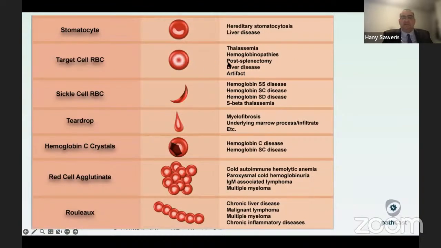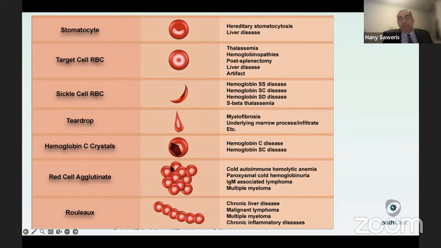Target cells are seen in thalassemia. They can be seen in alcohol use, in liver disease, in iron deficiency anemia, and post-splenectomy. Sickle cell, as I showed in the picture, can be sickle cell disease or a mix between sickle cell and C, or sickle cell and D, or sickle and beta thalassemia. Teardrop cells with myelofibrosis or any bone marrow infiltrative process, including carcinomas or any fibrosis or anything that's replacing the bone marrow. Hemoglobin C crystals, we can see in hemoglobin C or SC.